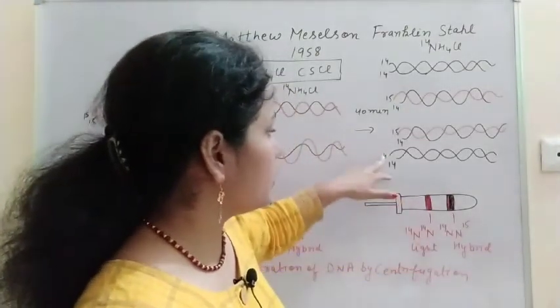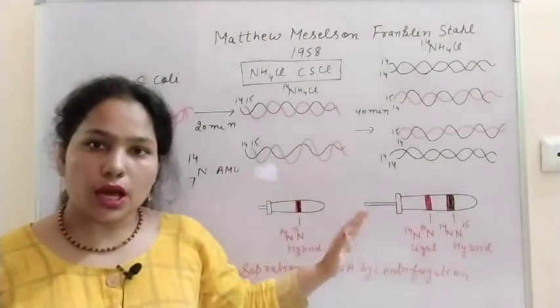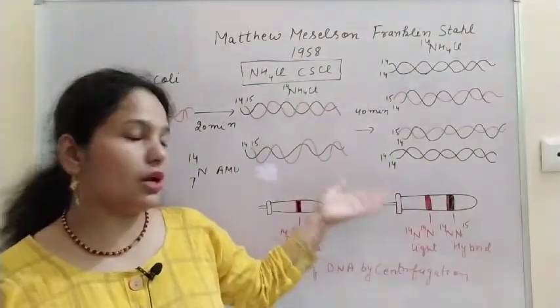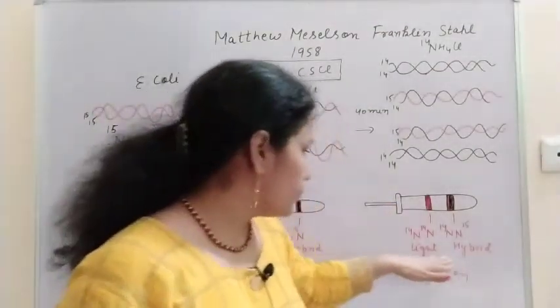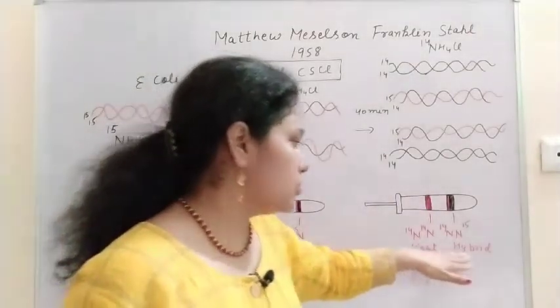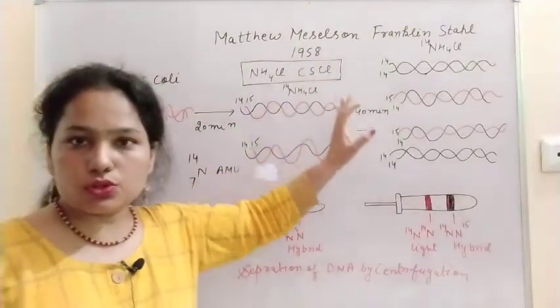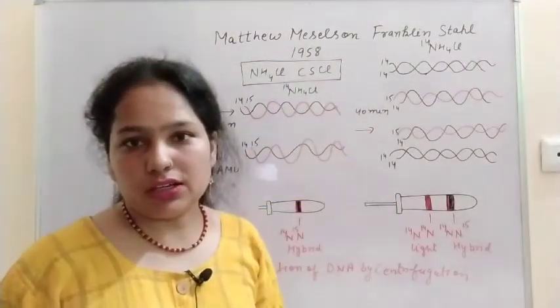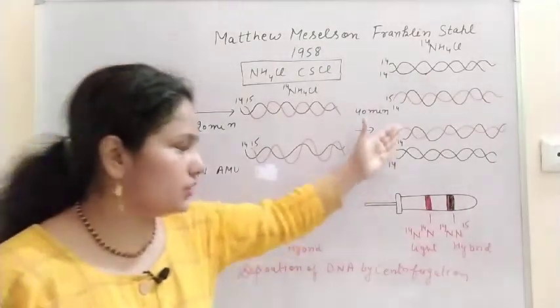So the bands we got here were 2 heavy, sorry, 2 light bands and 2 hybrid. Heavy bands we did not get here. Why? Because here no 15 15 one was formed, only 14 and 15 or 14 and 14. So now the 2 bands we get, one is light and one is hybrid, and this cesium chloride was used for this density gradient, and we get the 2 bands in this case.